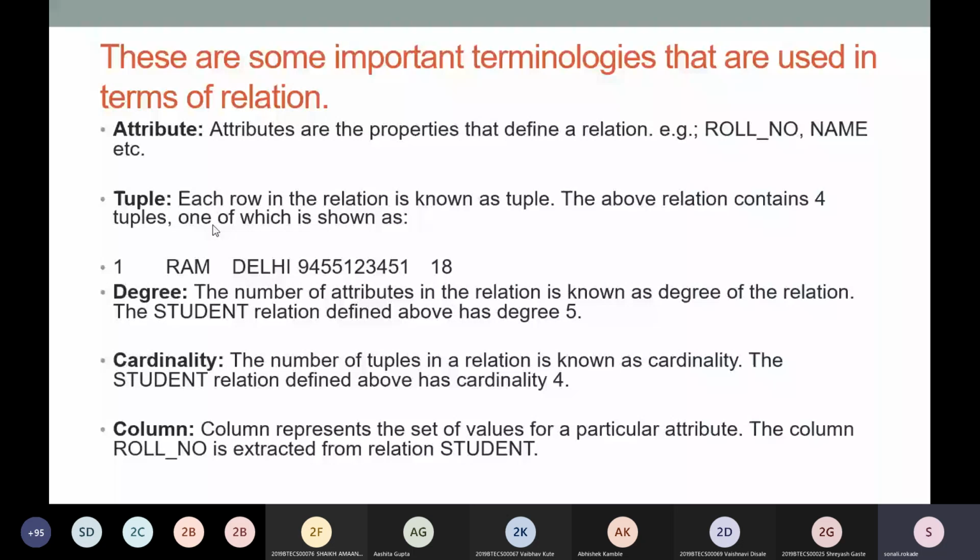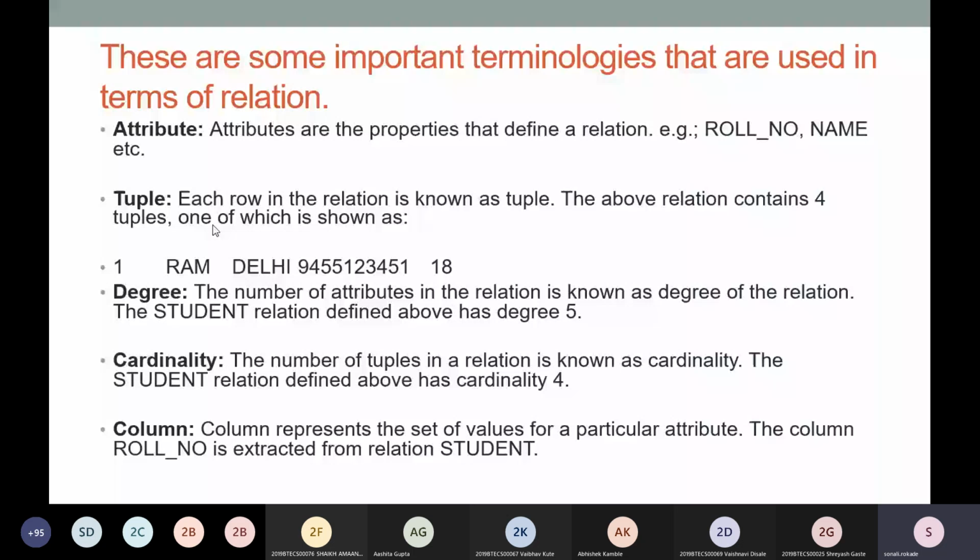Degree: the number of attributes available in a relation is called the degree of that relation. Okay, what is degree? किसी भी रिलेशन में जितने एट्रीब्यूट्स का काउंट होगा, that will be called the degree of that relation. अभी जो हमने क्रिएट किया है टेबल स्टूड लास्ट टाइम, तो उसमें डिग्री क्या थी? 2. What is the degree of that relation? 2, because we had only inserted 2 attributes in that table.